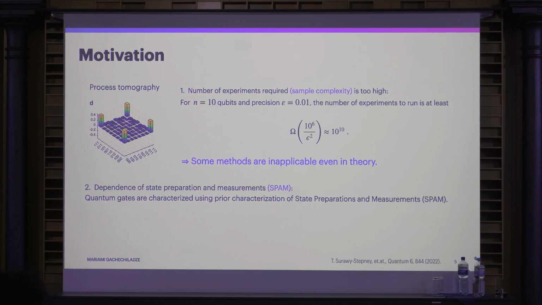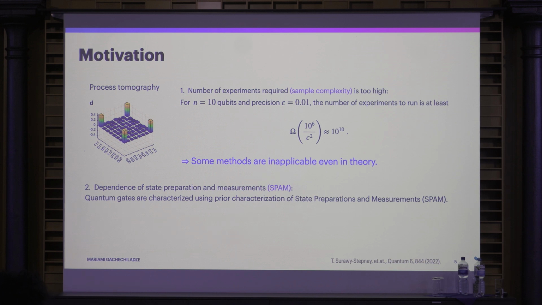So the second problem is that in process tomography, you have to trust your states and measurements. But how do you gain trust in your state preparations? Usually you trust your measurements. But how do you gain trust in your measurements? Usually you trust your states and then you benchmark them against one another. This is a bit of a chicken and egg problem, which is a dependence on state preparation and measurement. Shortly, in the certification and characterization community, this is known as SPAM.